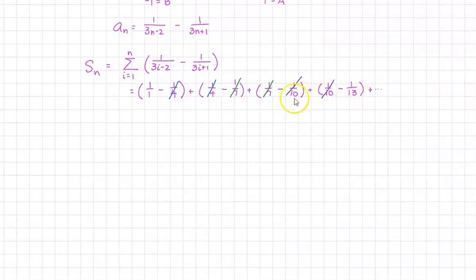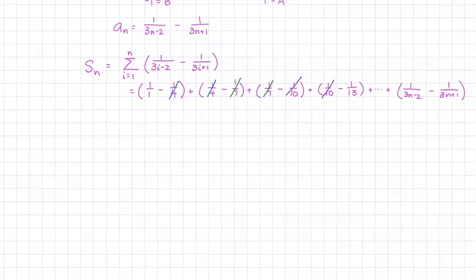So each fraction in each set of parentheses, the second fraction is going to cancel out with the next first fraction. And this will happen until you get to the very end. So let's see what happens at the very end. So the last thing I'm going to plug in is an n. So each one of these i's is going to become an n. And I'm going to have 1 over 3n minus 2 minus 1 over 3n plus 1.